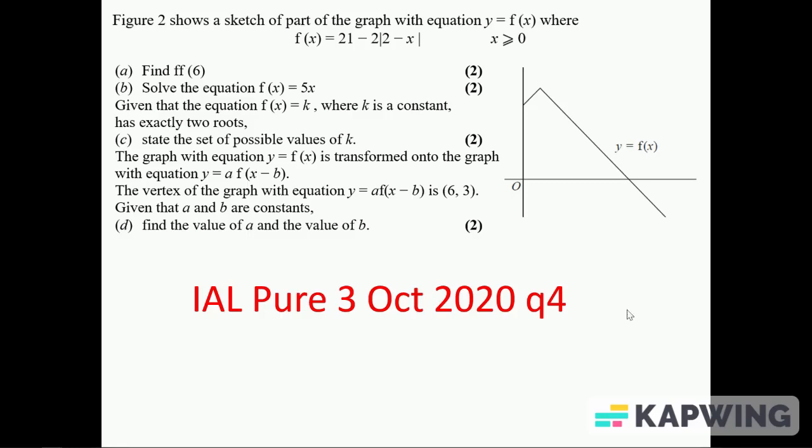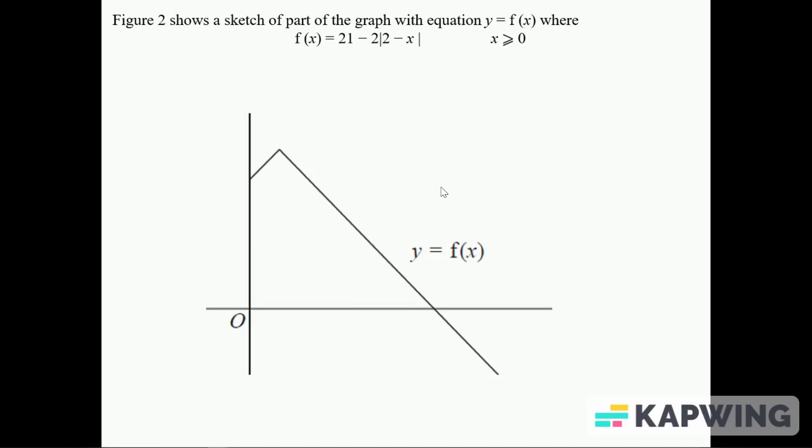Right, got a modulus question here from the International A-Level, the Pure 3 paper from October 2020, the new specification. Got a modulus, a negative modulus, so we've got an upside down one, like an upside down V. We've got a restricted domain as well, so x is greater than or equal to 0, and it asks us to do a few things with it. We're going to look at the graph first of all, though.